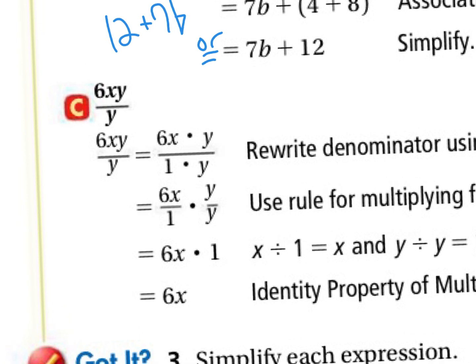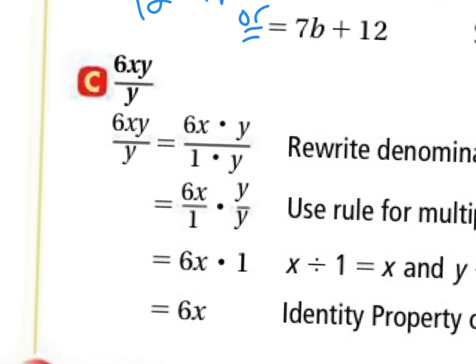On part C, actually everything's being multiplied in the numerator, so those are all factors. If you wanted to, you could put parentheses around those just to show everything's being multiplied. So we can reduce like factors, just like reducing a fraction. We can reduce those by a factor of y, and then we would be ending up with 6x for that problem.